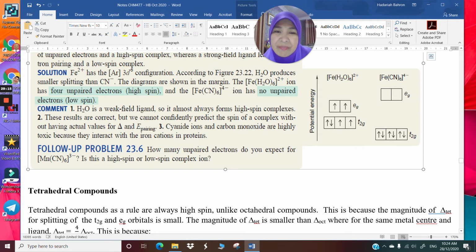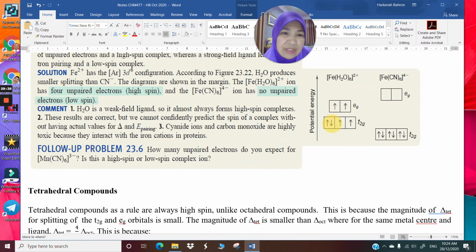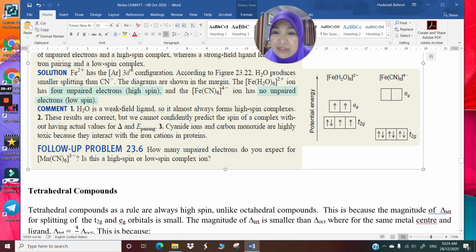So according to figure 23.22, water produces smaller splitting than CN minus. The diagrams are shown. So this is the situation where you have water. This is the situation when you have CN minus, high spin, low spin. So you have 6 electrons to arrange in this way, producing 4 unpaired electrons, and 6 electrons for your cyanide to be arranged in that way, producing a diamagnetic compound with 0 unpaired electrons. So, you have no unpaired electrons, low spin.